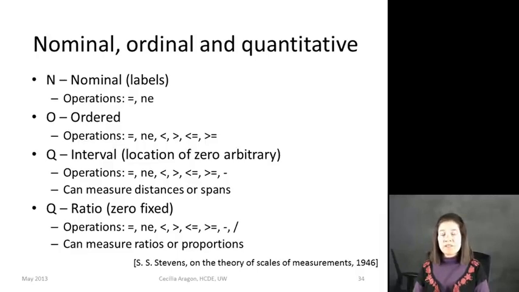So you can measure distances or spans. You can say that not only is January 6, 2012 after January 5, 2012, but you can say the difference between those two dates is 1 day. And finally, coming to ratio data, where the 0 is fixed, now you can add division or ratios. You can measure ratios or proportions. So for example, if an object weighs 32 grams, you can say that it weighs twice as much as another object that weighs 16 grams.